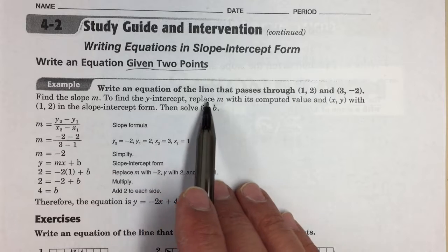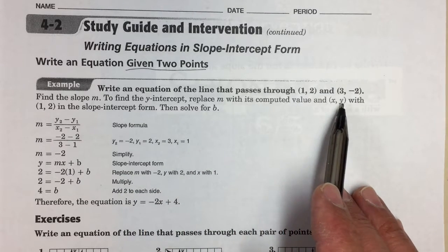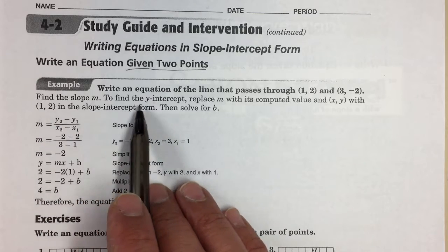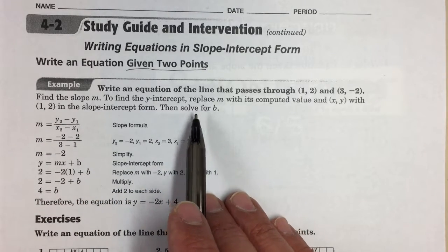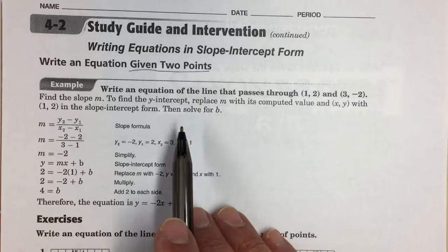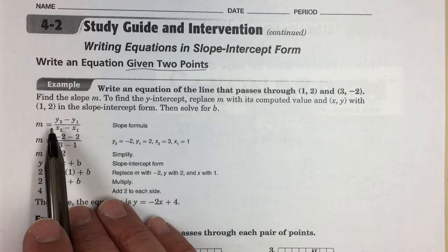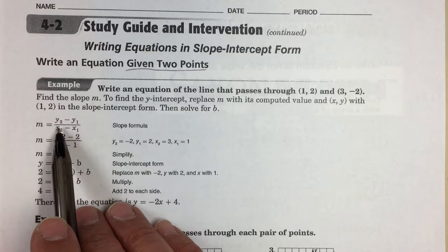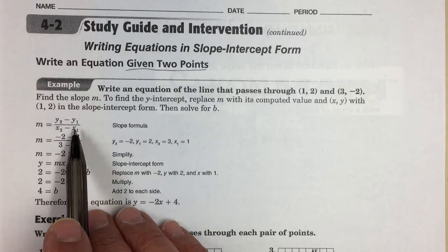To find the y-intercept, replace m with this computed value and x, y with the point (1, 2) in the slope-intercept form. Then solve for b. We do the same thing as we did yesterday when we already had the m. In this case, we have to find the m first and then find the b. To find the m, remember that the formula for the slope is y2 minus y1 over x2 minus x1.